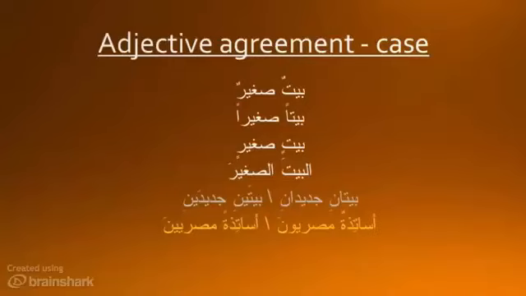Asatidatun, which is nominative. Misriyuna, una is the nominative sound masculine ending. Asatidatan, which is accusative. Misriyina, which could be either accusative or genitive, but we know in this case that it must be accusative.